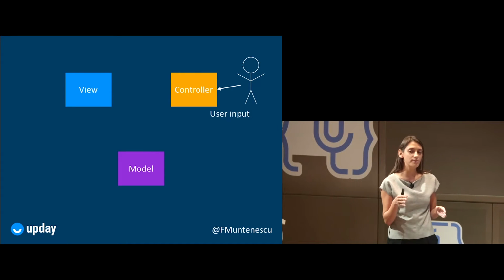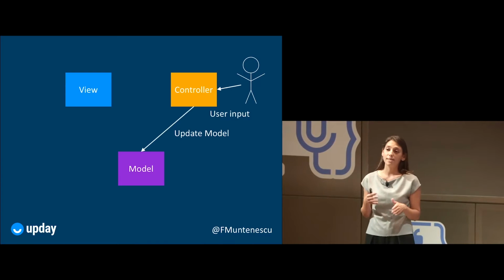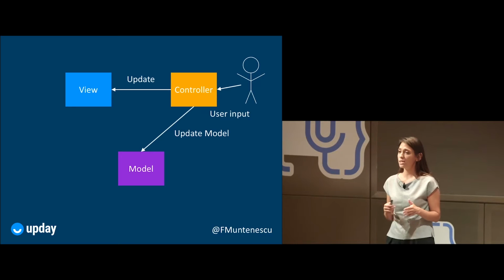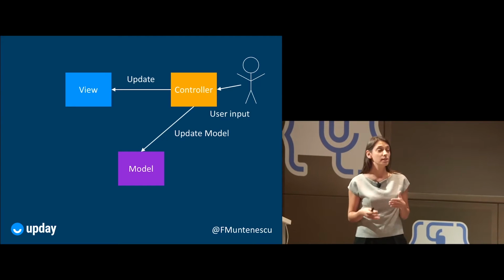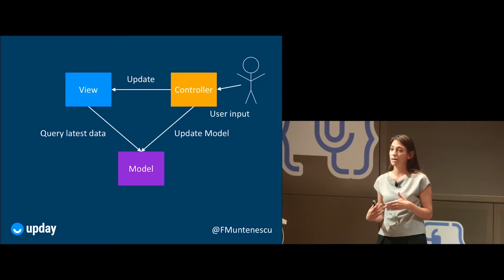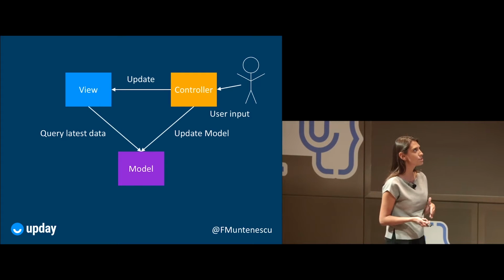So the controller is the one that gets the user input. Then it updates the model. Once the model has been updated, the controller will tell the view that it should update. And then the view will request the latest data from the model and display it. Well, that sounds pretty good.